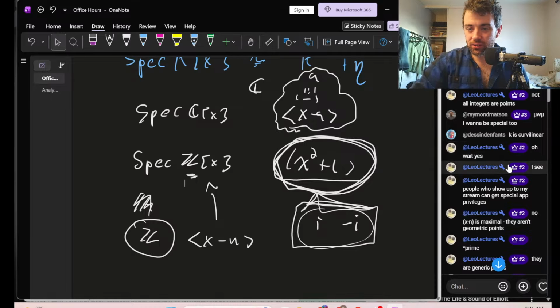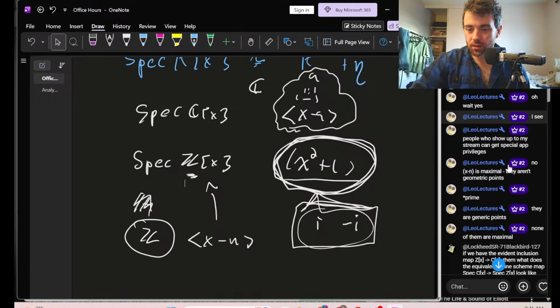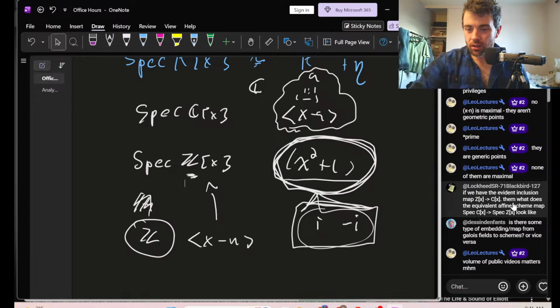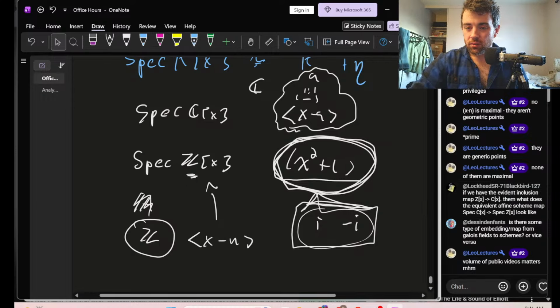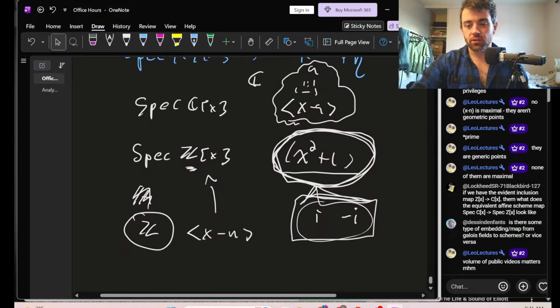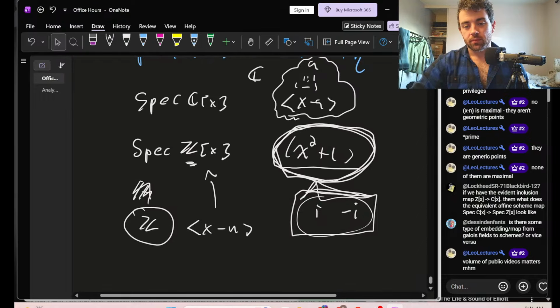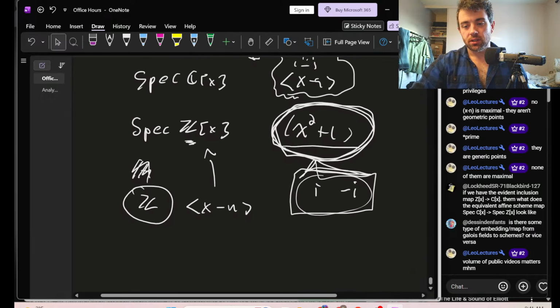K is curvilinear. If we have the evident inclusion, then what does that mean for the equivalent affine scheme map? What does that mean? I guess a cover of sorts, right? Yeah, it's a sort of covering. Some big wild covering.